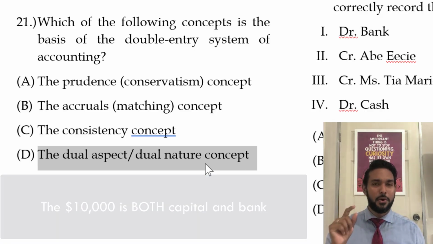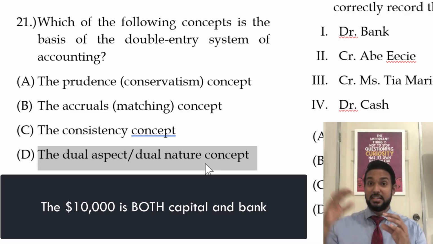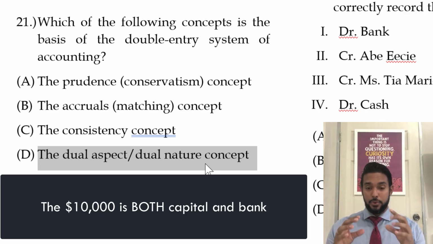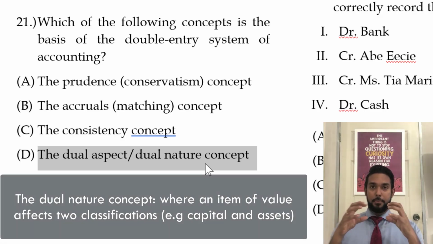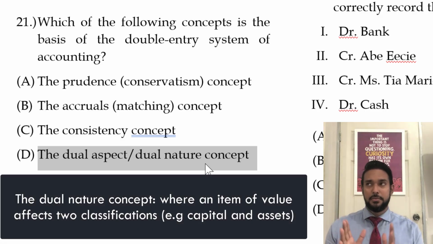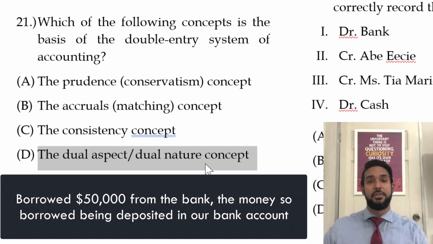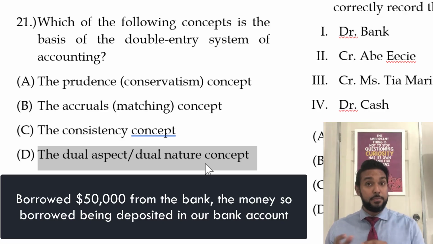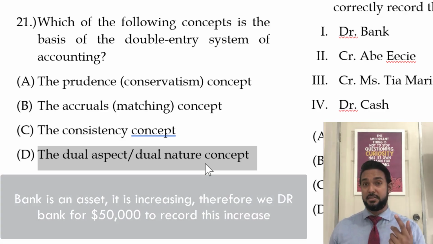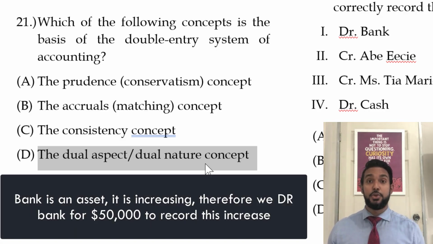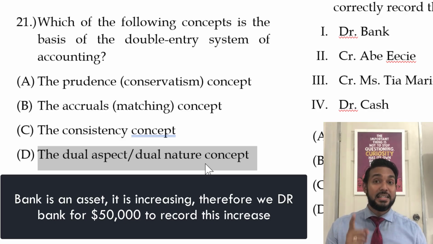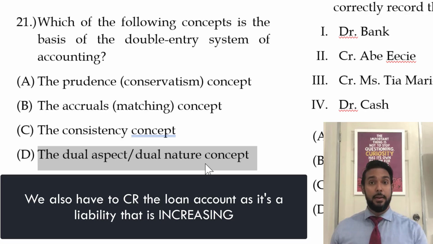But note, the 10,000 that went in was simultaneously capital and bank. So that's what the dual nature of accounting is. Amounts of value are simultaneously, in most cases, two things at the same time. That money that came in was both capital and an asset. If, for example, we borrowed money from a bank, we took a loan to the tune of $50,000, and the money that we borrowed went into our bank account. So if money went into the bank, bank is increasing, which means the bank is an asset, and when assets increase, we have to debit. So we would debit bank for $50,000, and at the same time, we would also credit the loan account, the loan from bank or whatever it is, because we've borrowed that money.